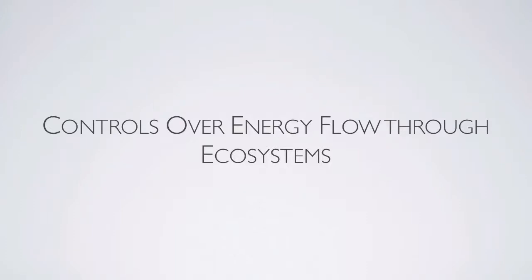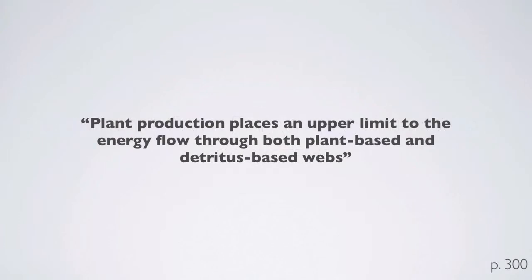Here we're going to cover the controls over energy flow through ecosystems. Plant production places an upper limit to the energy flow through both plant-based and detritus-based webs. So when we want to take a look at what's possible as far as energy flow to higher trophic levels, we have to start with plant production, and that represents the upper limit.